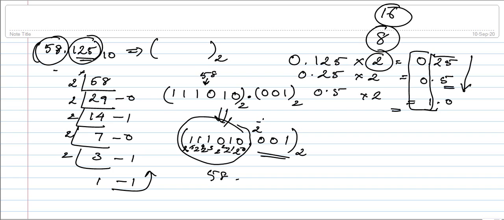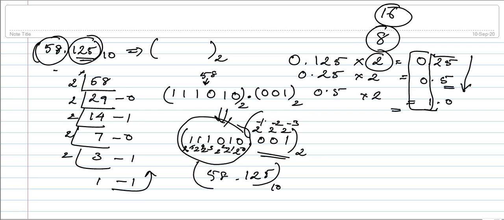Remember, it is 2 power minus 1, 2 power minus 2 and 2 power minus 3. So 2 power minus 1, 1 by 2, 1 by 2 into 0, it is going to be 0. Then you are going to add 0 into 1 by 2 square, again it will be 0, plus 1 into 2 power 3, 1 into 1 by 2 upon 3, so it would be 0.125. So we got the answer back. Right? This is in decimal.